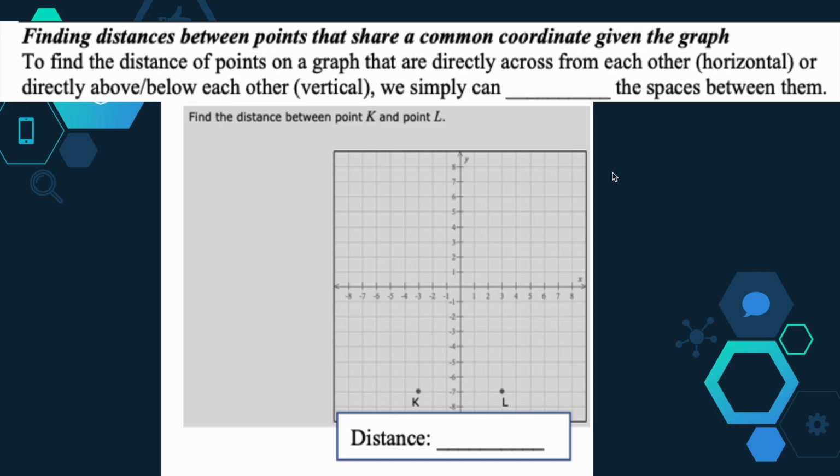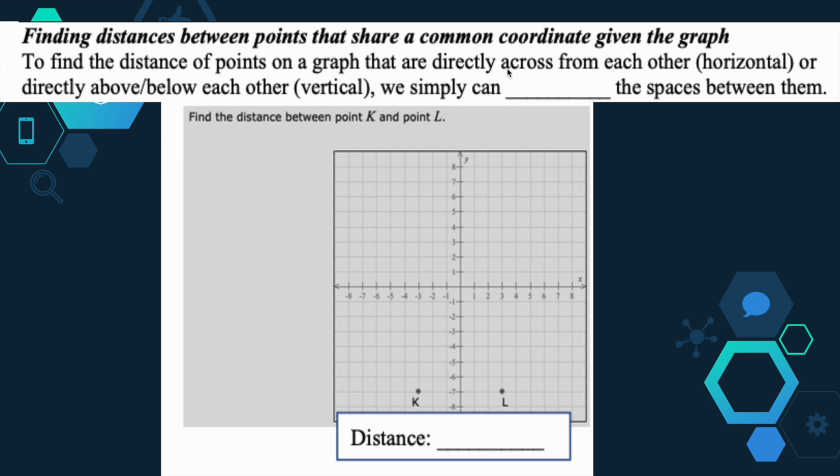So we're going to start on calculating distance today. We're going to start with kind of a basic idea here of finding distance between points that share a common coordinate, which is just another way of saying that they're either horizontal, right and left of each other, or vertical, up and down from each other.